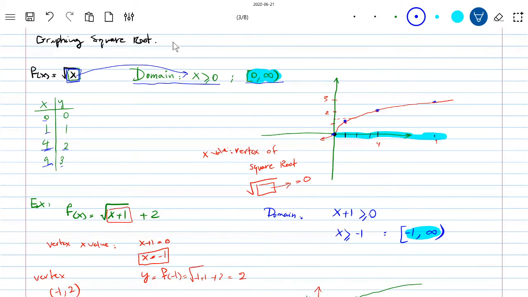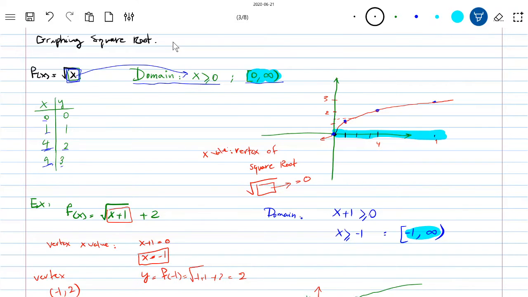And one important thing that you should notice, the graph stops at 0, 0. It doesn't go to the left side. There is no continuation on the left side. Why not? Because the domain was restricted. You're not allowed to go to the negative section. The domain was from 0 to positive infinity, so you're not allowed to go to the negative numbers. That's why the graph stopped there.